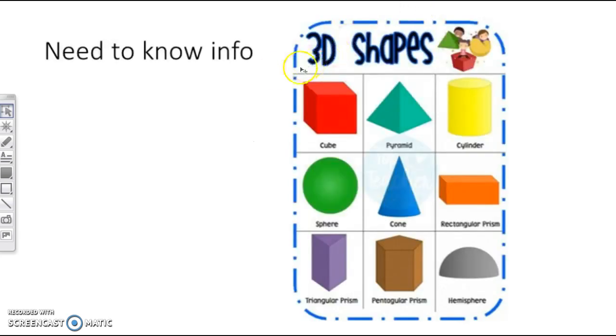So the need to know info. This quiz is kind of a weird one because you have to visualize what's happening. For some students, they see it instantly, and for some students, they have a really hard time seeing it ever. But basically, your need to know info is you need to know your 3D shapes, your three-dimensional shapes.